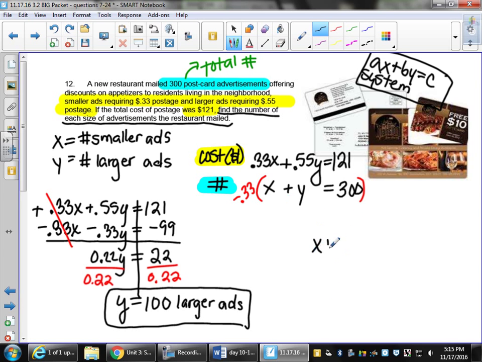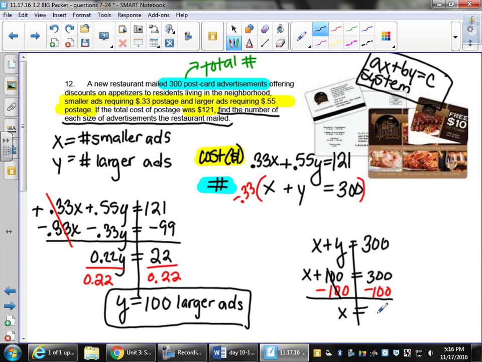We'll use x plus y equals 300. If you use the top equation, that's fine. You'll get the same answer. x plus 100 equals 300. Subtracting 100 from both sides, x equals 200 smaller ads.